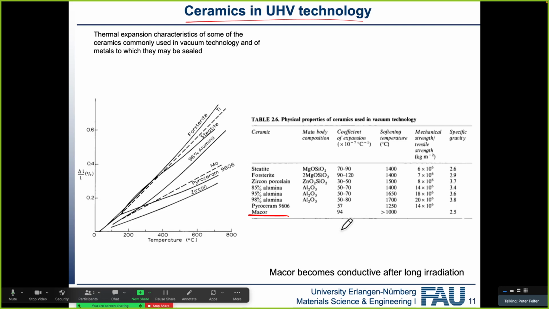Machinable ceramics are ceramics like Macor. Macor is, I think, alumina beryllia, some combination of that. So essentially, it's a ceramic that you can machine, so that you can mill, turn, and so on. The problem with that is just that Macor becomes conductive after long irradiation, which is not important for us. But if you ever build UHV systems for example, synchrotron and so on, where you really irradiate stuff for a long time, then this can become a problem.